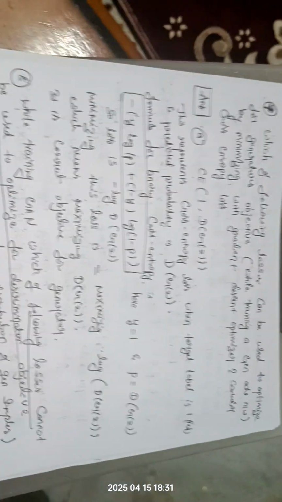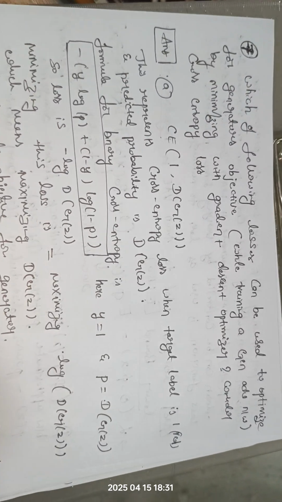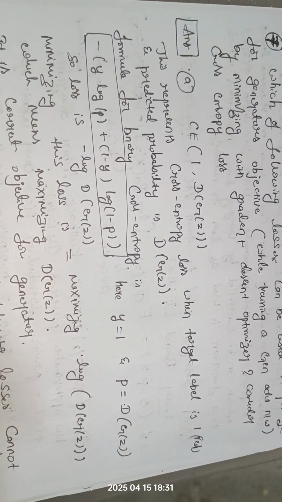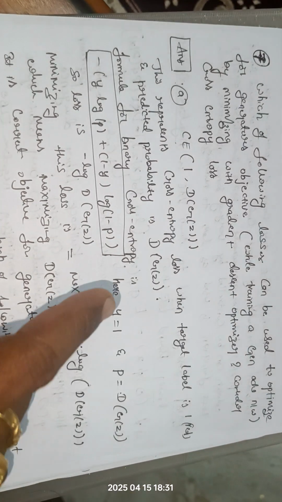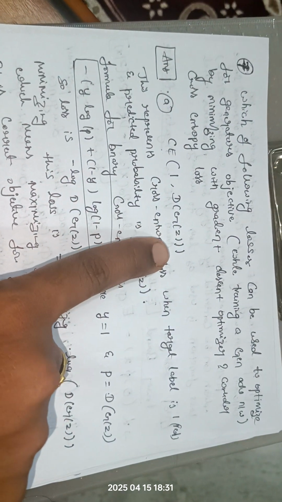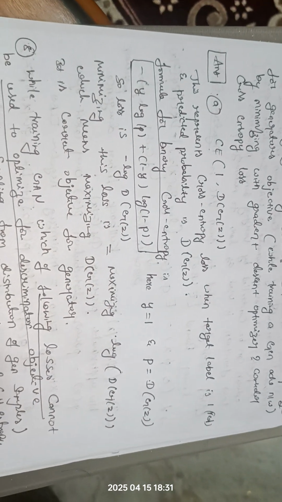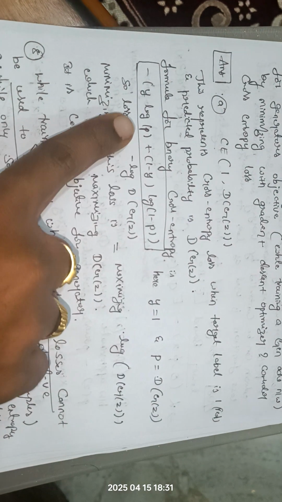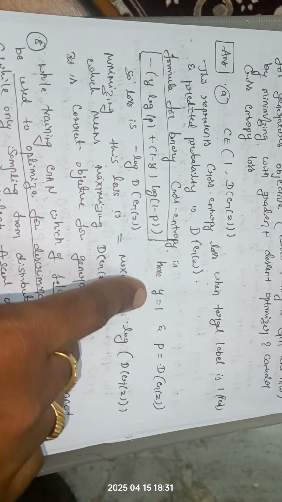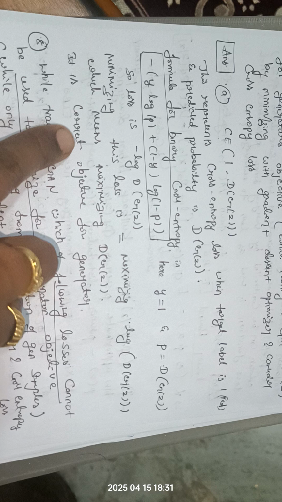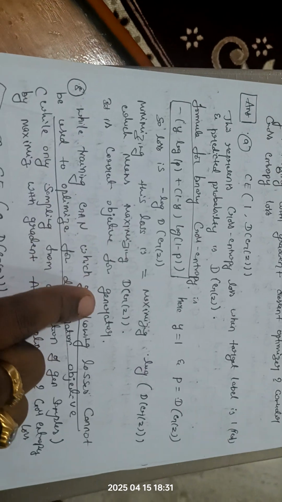Seventh one, which of the following classes can be used to optimize the generator's objective while training a generative adversarial network GAN by minimizing, without the gradient optimizing or considering cross entropy loss? Answer is A, that is cross entropy of 1, D of G of z. This represents the cross entropy loss when the target label is 1 and the predicted probability is D of G of z. This is the formula for binary cross entropy, minus y log p plus 1 minus y log of 1 minus p. Here y is 1 and p is D of G of z. Minimizing this loss is equal to maximizing the log function, so it is the correct objective for the generator.